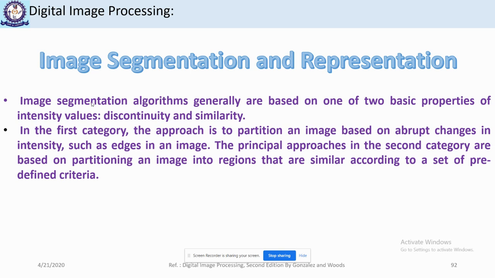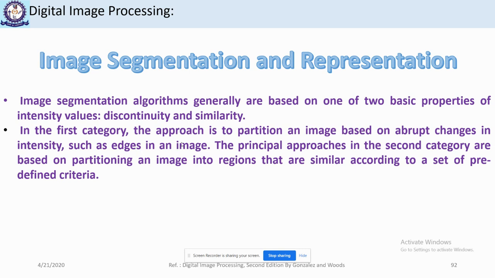The image segmentation algorithms generally are based on one of two basic properties of intensity values, discontinuity and similarity. That means in segmentation we try to find out the discontinuities in the image and similarities in the image. So how do we find out discontinuities? To find out discontinuities in the image, we look for abrupt changes in the intensity, such as edges, right? Edges are abrupt changes in the intensity. So that we call discontinuity.